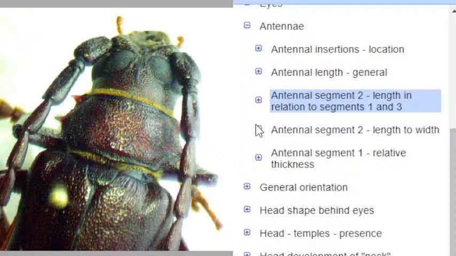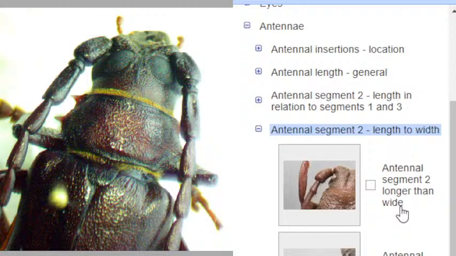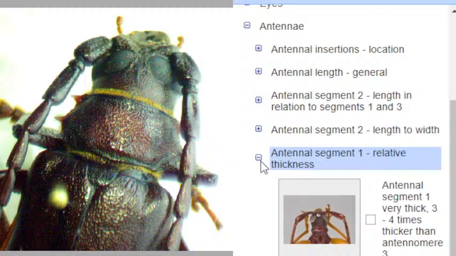Antenna segment two, longer than wide or wider than long? No, not longer than wide. This one. We're not going to worry about this one, I don't think. Okay. Uh-oh.